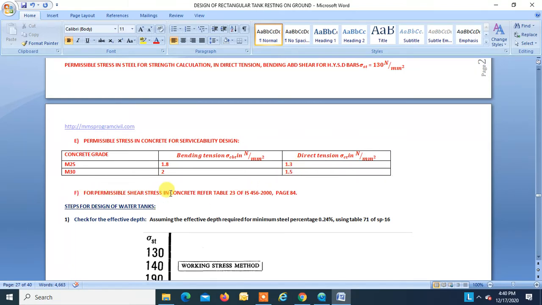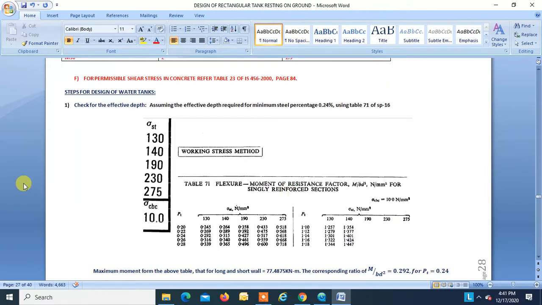Now for shear stress in concrete, refer Table 23 of IS 456 2000, page 84. Now the first step is we have to find the thickness of the wall. So we are assuming the effective depth required for minimum steel 0.24% using Table 71 of SP16. We are using Table 71 because our grade of concrete is M30, and for M30 sigma CBC is 10. So we are using this table. Now as we saw, in the wall we will be considering minimum percentage steel 0.24. So let's start with that.